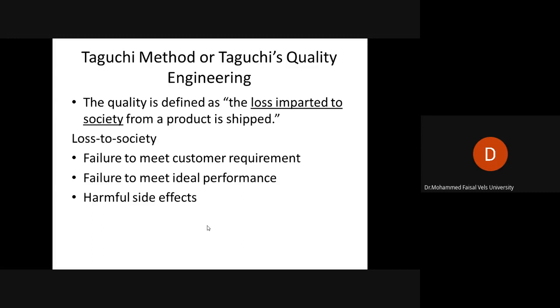Genichi Taguchi came up with this robust method. They call it a robust method or the Taguchi method, or Taguchi quality engineering. He is one of the quality gurus. Another quality guru is Kaoru Ishikawa, who tried to give a lot of contribution to the Japanese in terms of quality. Then this Taguchi also gave another contribution.